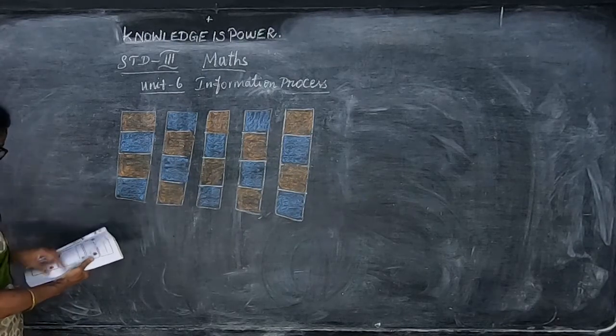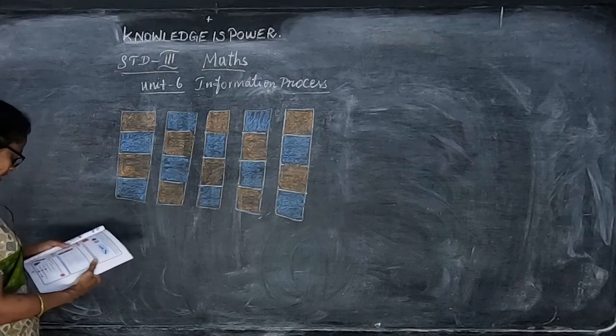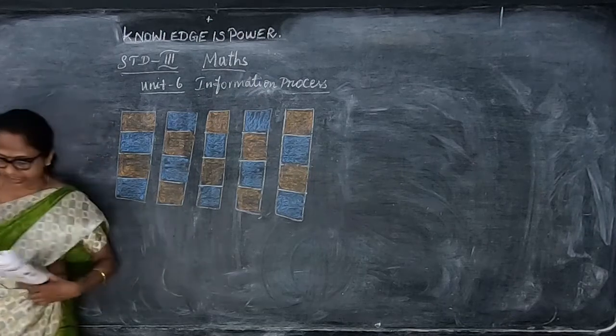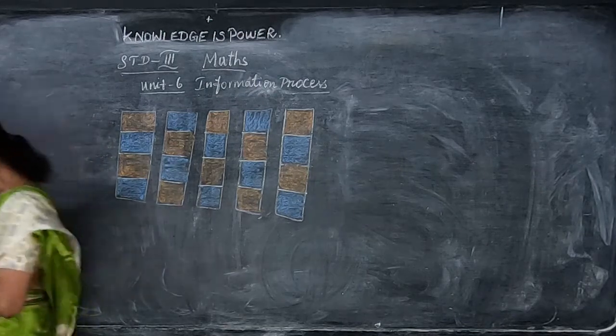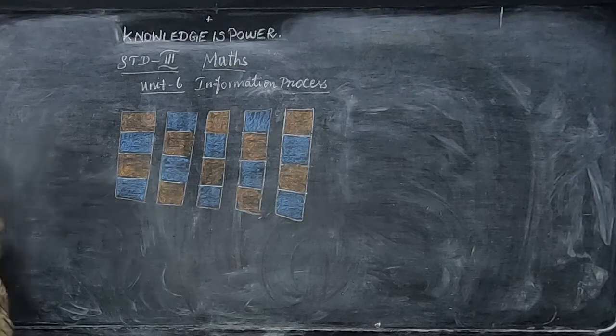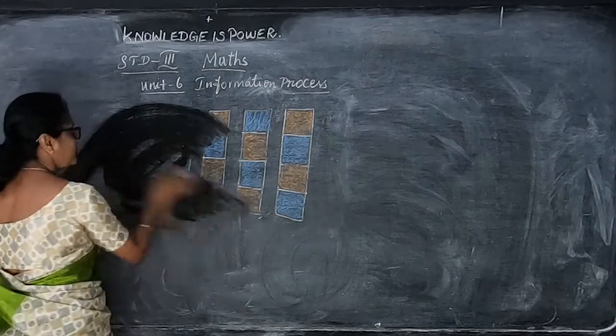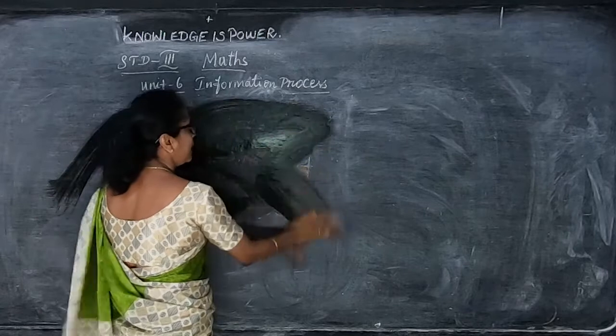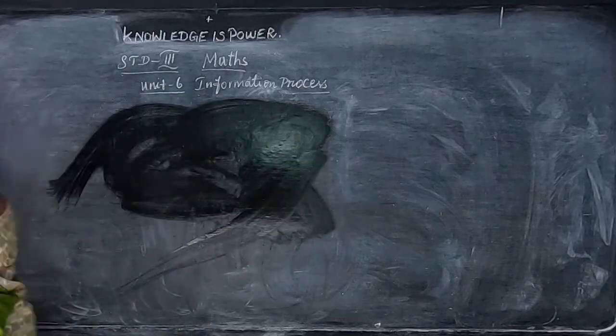Then the next one: fill in the white-space blocks with alternate colors, and answer the following questions. They have given green and pink. The next one also you have to color, and then answer the questions that are given for you.